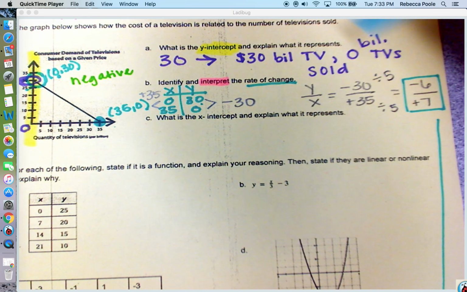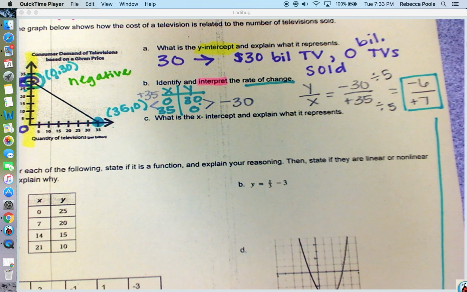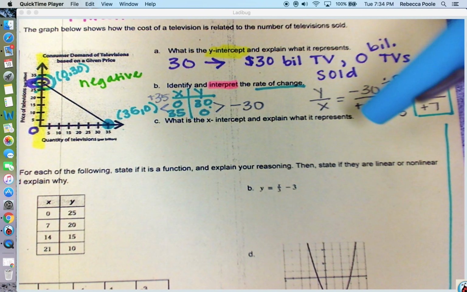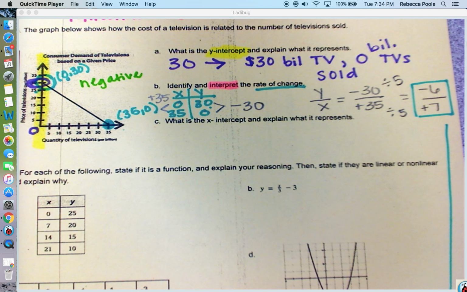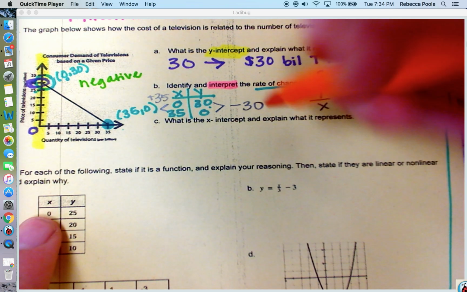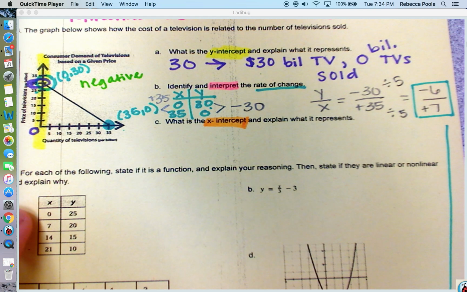Now, on your test tomorrow, if you've made it this far, I'm going to let you in on a secret. They're multiple choice. So you just have to read the answer choice that puts the numbers in the right order. Okay? All right, so the last part, what is the x-intercept? And explain what it represents.